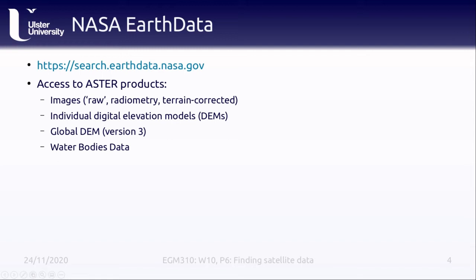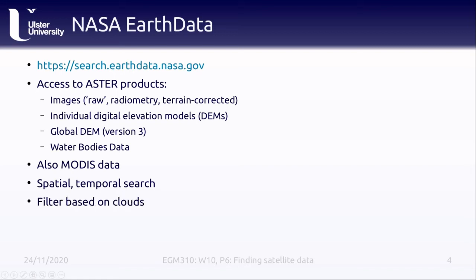There's also a water bodies database with masks for water bodies on a global scale. You can also access MODIS data here, although there are far more datasets available than the ones I've listed here. Like Earth Explorer, you can do spatial or temporal searches or filter based on cloud cover. You can also use this site to download large numbers of images in bulk. EarthData provides script-based tools to help download in bulk.